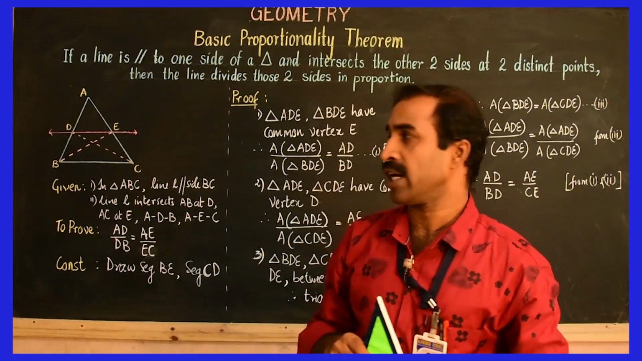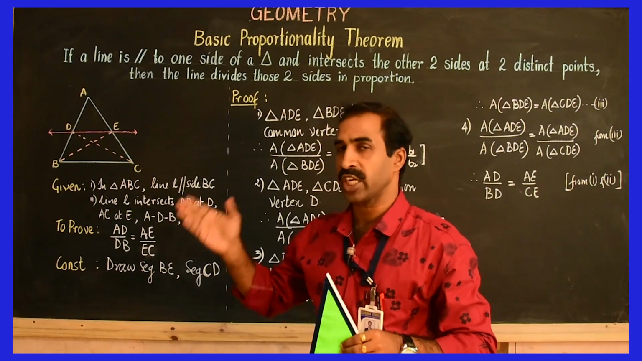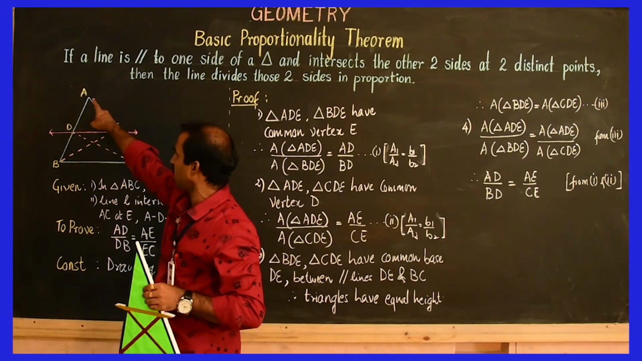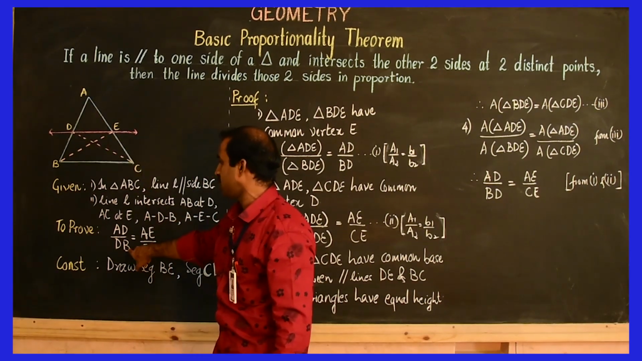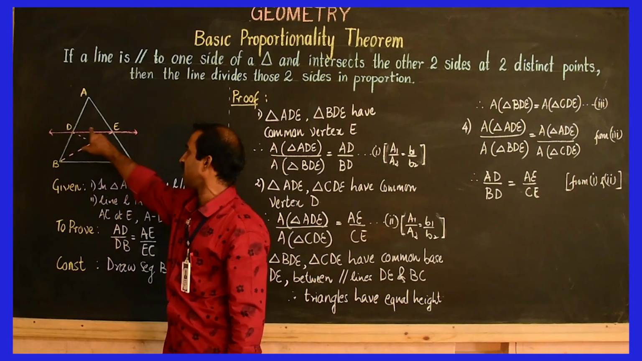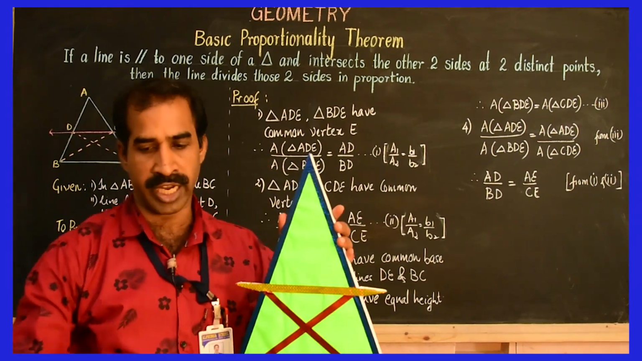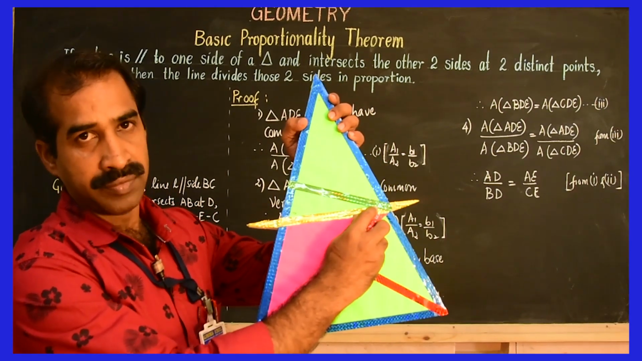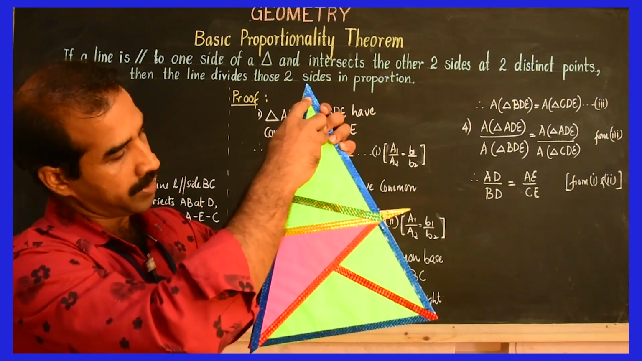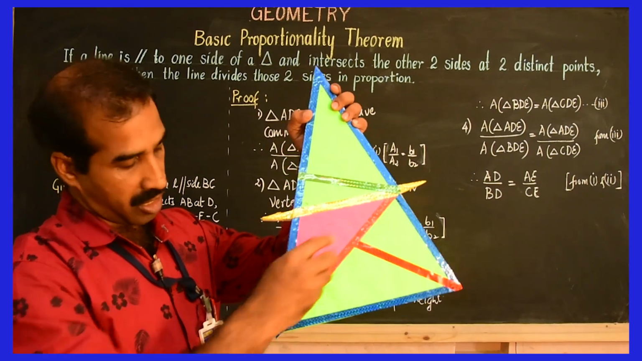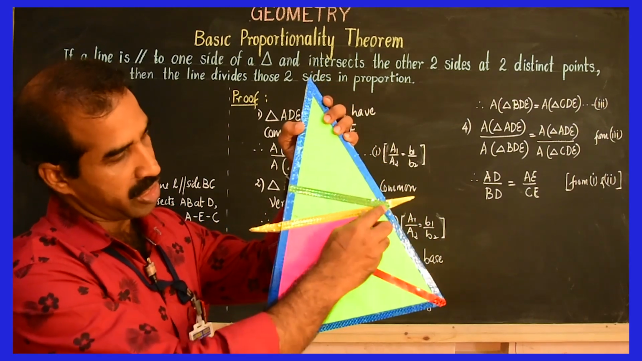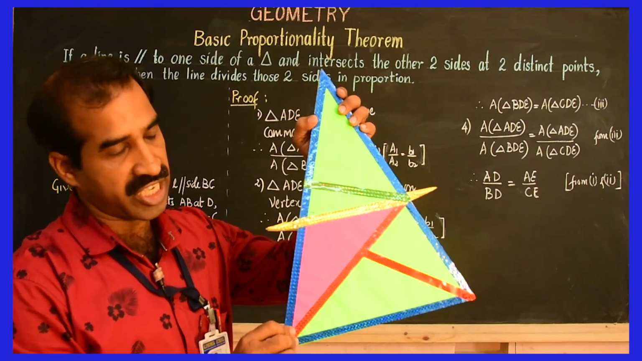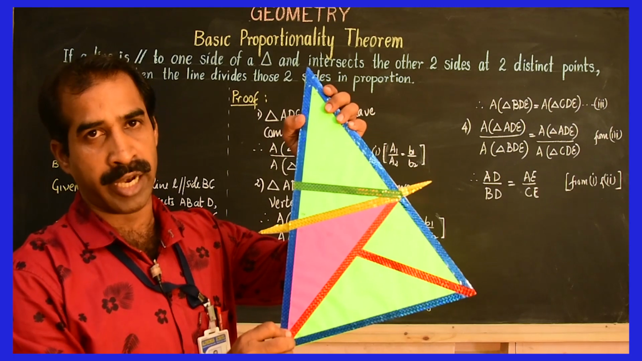If you check the left hand side of to prove, you have got AD upon DB. Now AD is the side of triangle ADE and DB is the side of triangle BDE. So I shall show that. Here this line is DE, this vertex is A, and here you have got B, D, E. So triangle ADE is shown with green color shaded part and triangle BDE is shown with pink color shaded portion.